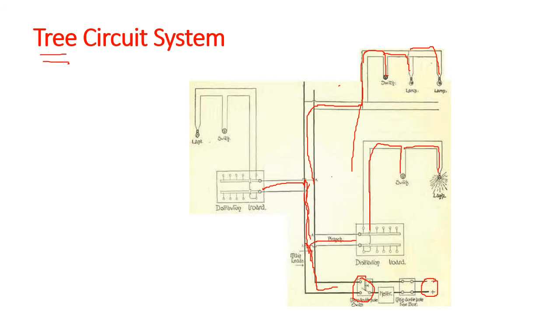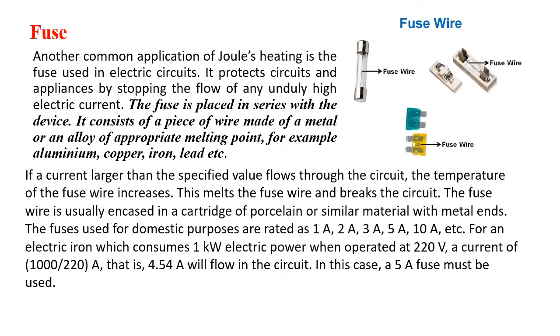So domestic circuits are of two types, ring and tree. Usually we use the ring circuit now. The tree is no longer used. So what I was talking about is the fuse, and we did this fuse in the previous chapter, electricity, but we will just revise it once again.